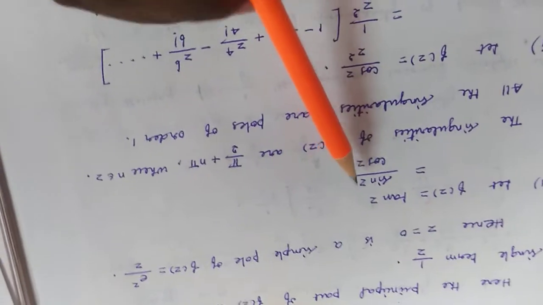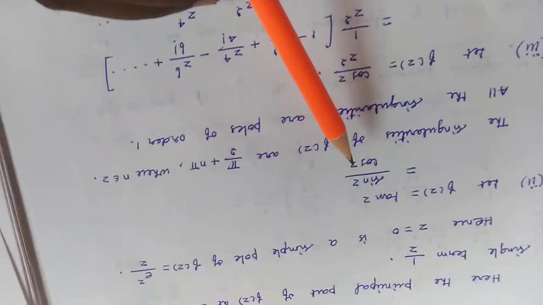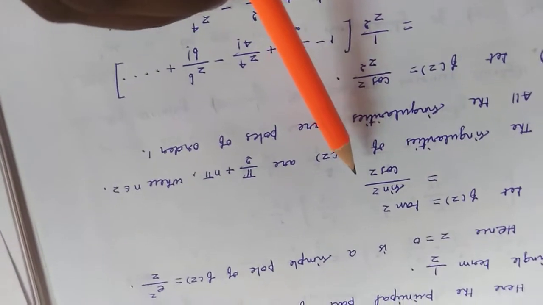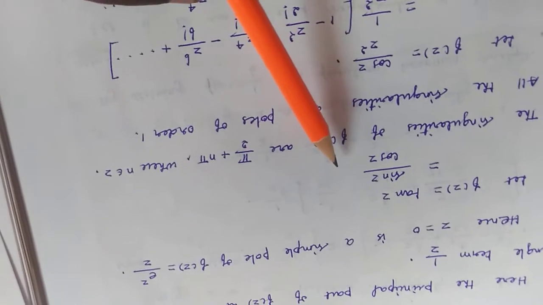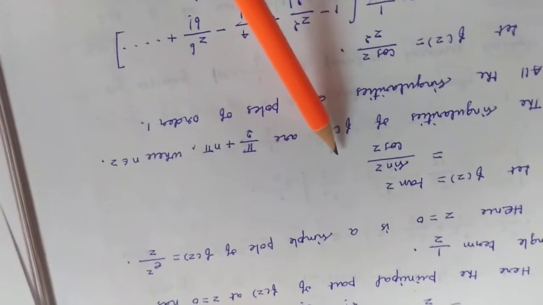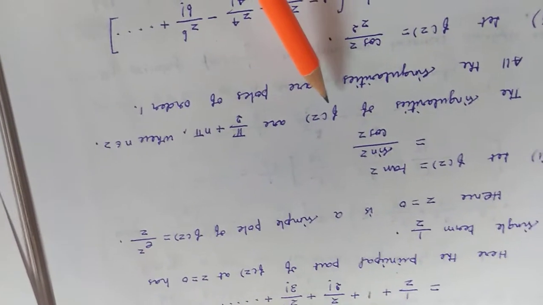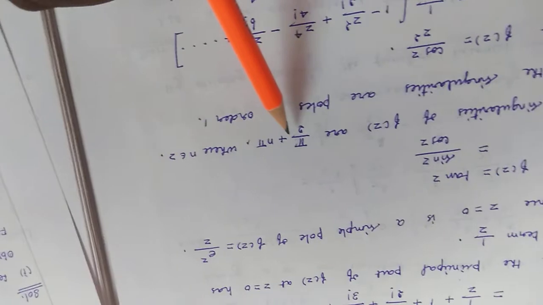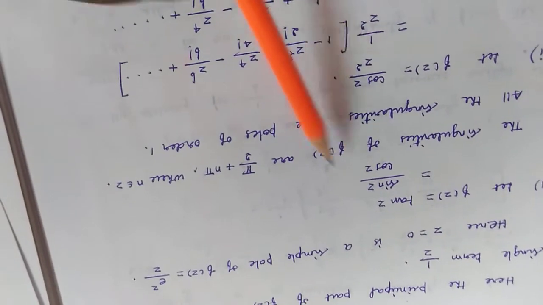The function f of z equal to tan z becomes sin z by cos z. The function is singular when cos z becomes 0, which involves only cos pi by 2, cos 3 pi by 2, plus etc. So the singularities of f of z are pi by 2 plus n pi, where n belongs to Z. All the singularities are simple poles, that is, poles of order 1.